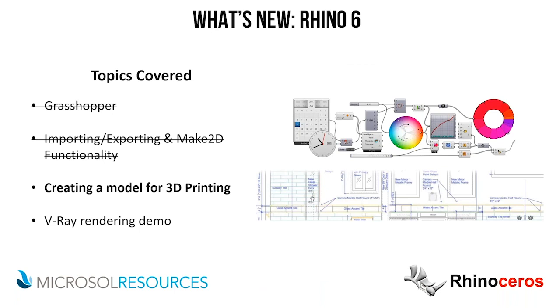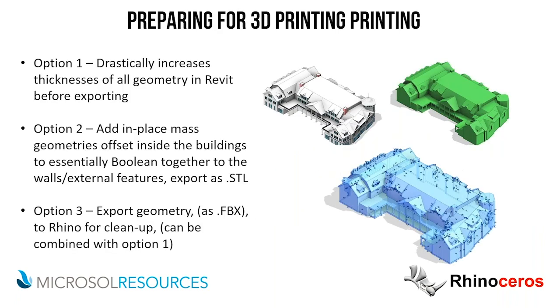All right, moving on. You've got your model, you're all done. Now you want to 3D print it for the site plan, right? So there are several ways that you can go about it. Option one is to drastically increase the thickness of all the geometry in Revit before exporting. Why would you do that? Well, let's say you have a wall that's maybe 8 inches thick in real geometry. Scaled down to the size of a 3D printer, that 8-inch wall becomes paper thin and not going to hold up for 3D printing.